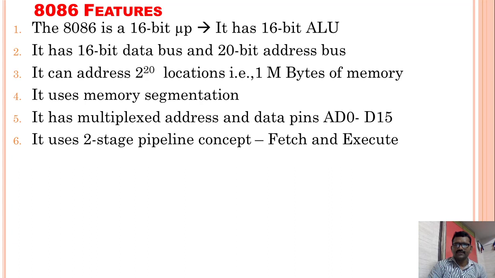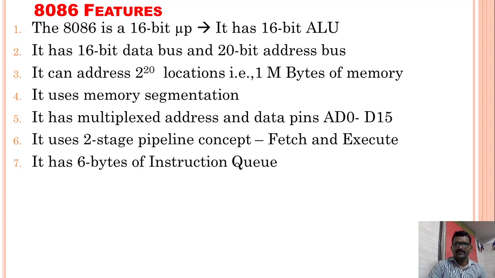So in the 8086 microprocessor architecture, at a time it can perform two operations, that is fetching instructions and executing instructions. It performs both operations in parallel. With this, the speed of operation will be increased, and the efficiency of the processor system will be increased. It has a 6-byte instruction queue. So with the help of this instruction queue, the 8086 microprocessor fetches 6 instruction bytes before execution.